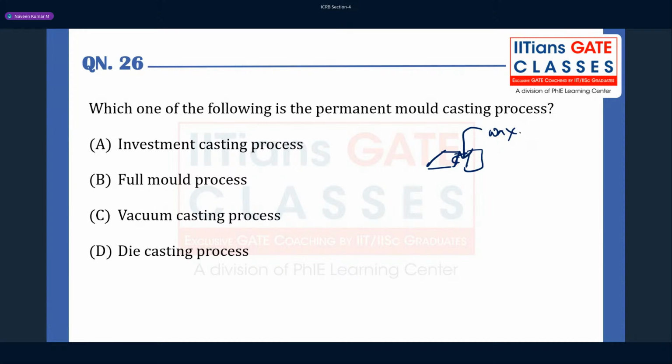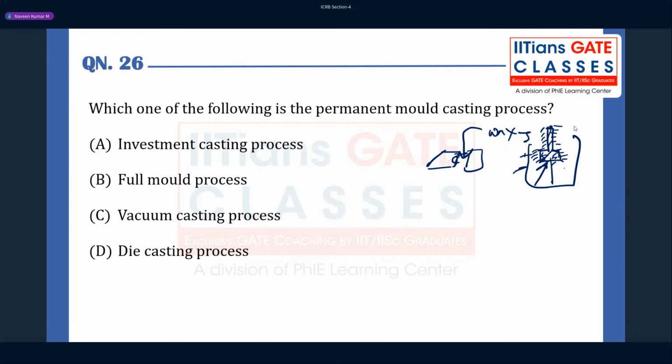You take that wax part. Let's say the wax part is something like this. Now you coat it. How do you coat it? You dip it into a slurry and wait for some time. Some kind of coating is formed. Again you dip, again you wait, and an extra thin layer of coating is formed. Like that you dip 3-4 times, and the coating is formed on the wax pattern, right?